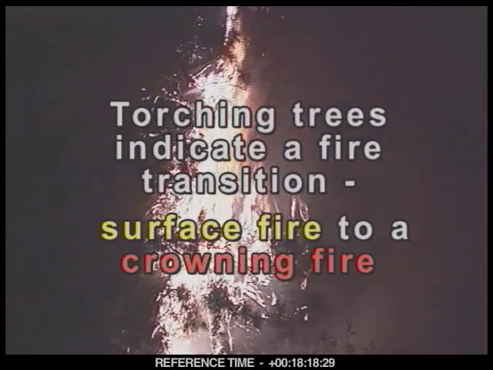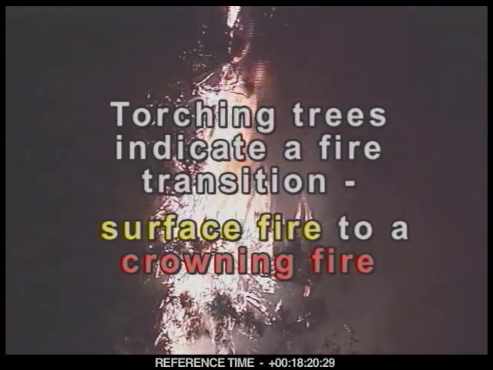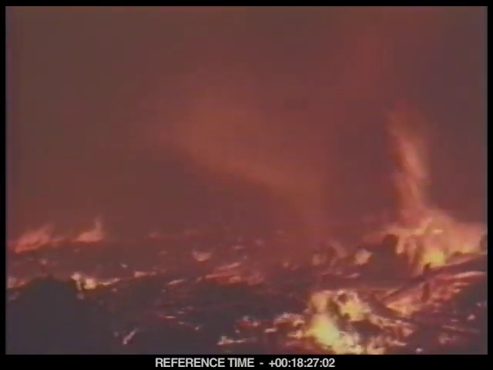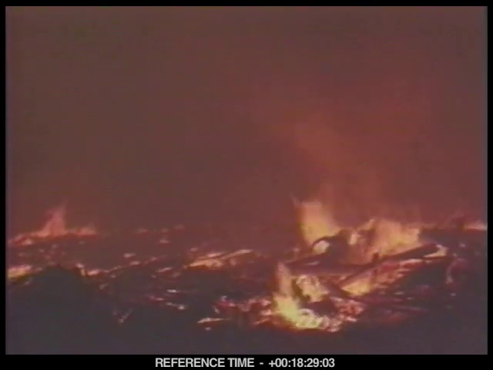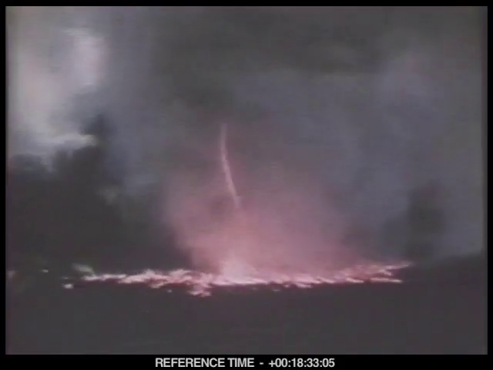Torching trees are an indicator that a fire is starting to transition from a surface fire to a crown fire. Fire whirls are another indicator that a fire has the potential to move from a surface fire to a crown fire. Fire whirls can pick up large burning embers and throw them far across the fire line, causing numerous spot fires. Frequent spot fires have the potential to increase the fire's spread and complexity.